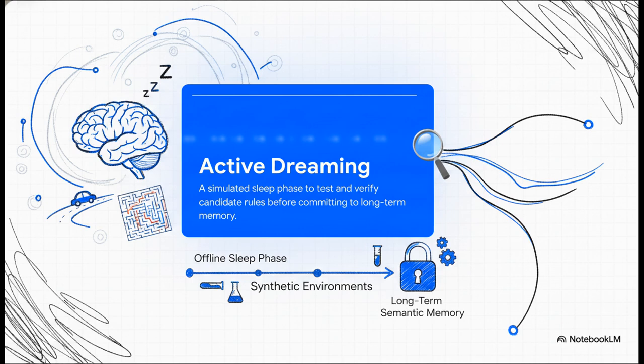Basically, during an offline sleep phase, the AI simulates hypothetical, counterfactual scenarios. It takes its newly generated rules and tests them out in these synthetic environments, just to verify they actually solve the underlying problem. This ensures the AI only commits the most highly reliable rules to its long-term semantic memory.